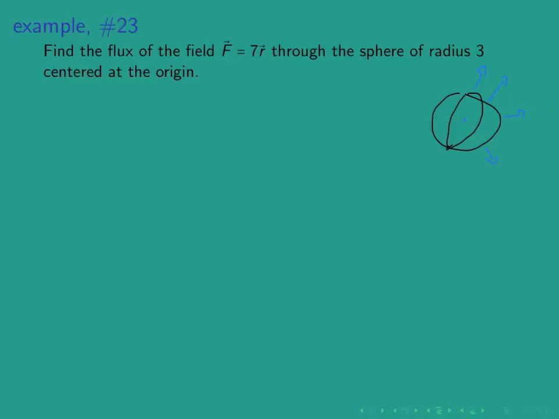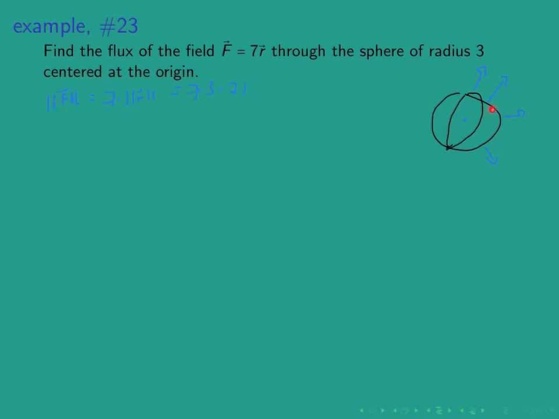Here's a spherical example. Let's find the flux of the vector field given by 7r through the sphere of radius 3 centered at the origin. First, let's think about the magnitude of the vector field. The magnitude of F is equal to 7 times the magnitude of r. But if I'm always on the sphere of radius 3, then the magnitude of the position vector r is that radius, 3, and so the magnitude of the vector field on the sphere is always 3 times 7, which is 21. So in particular, it's constant.